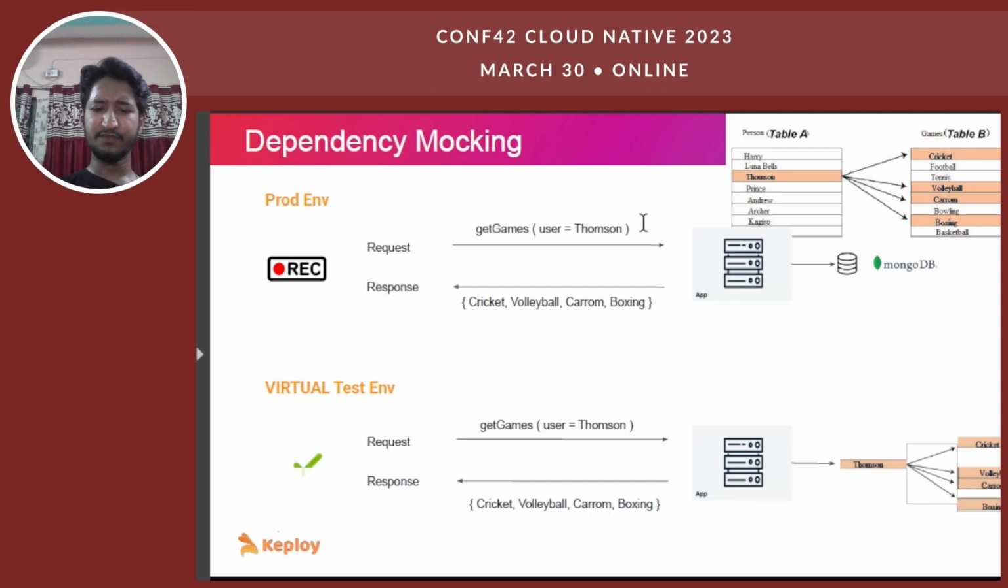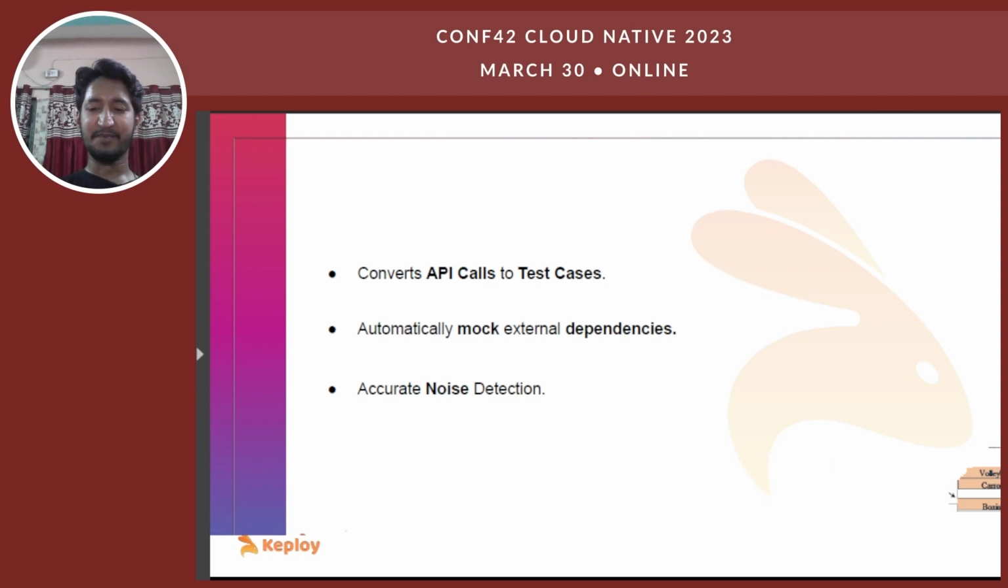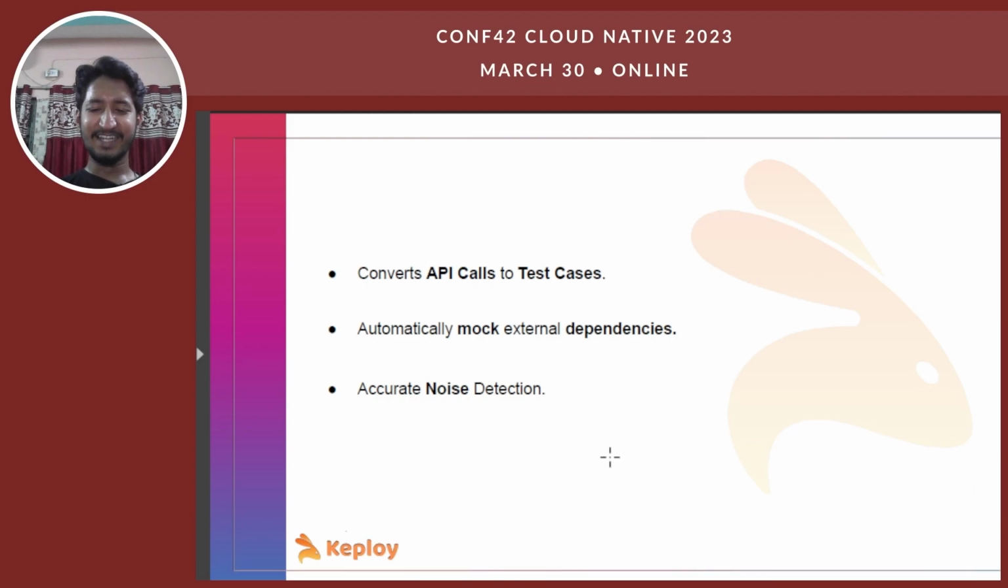So as of now, we have discussed the problems we face as developers and how record, replay and dependency mocking approaches can solve these problems. What Kploy basically does is convert your API calls to test cases automatically. All you need to do is integrate Kploy in your application and it automatically mocks external dependencies for you. It also detects the noise and automatically reduces it. All of these three can be done by Kploy easily. How? Let me show you a demo.